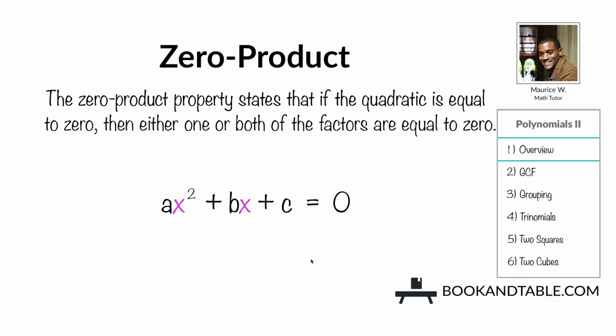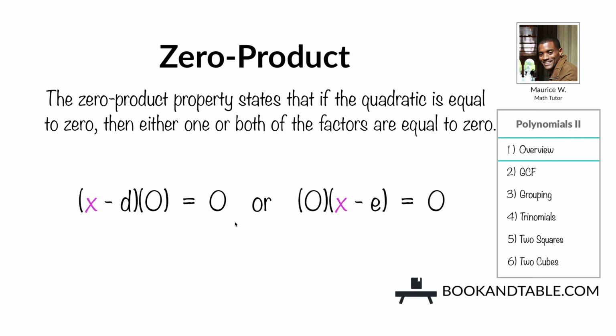Now, in order to understand how you find these solutions, we must review the zero product property. The zero product property states that if the quadratic is equal to 0, then either one or both of the factors are equal to 0. So let's say you had some quadratic expression and it's equal to 0, and you wanted to factor this expression. When you do so, you would have one factor times another factor, and we know that the product is equal to 0.